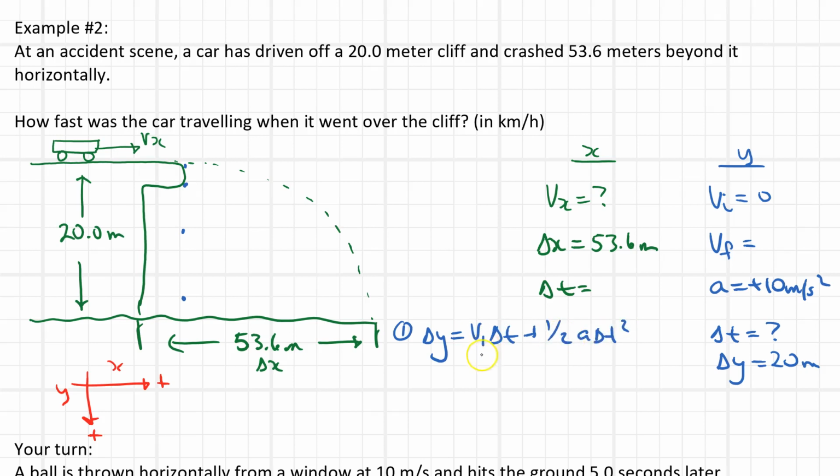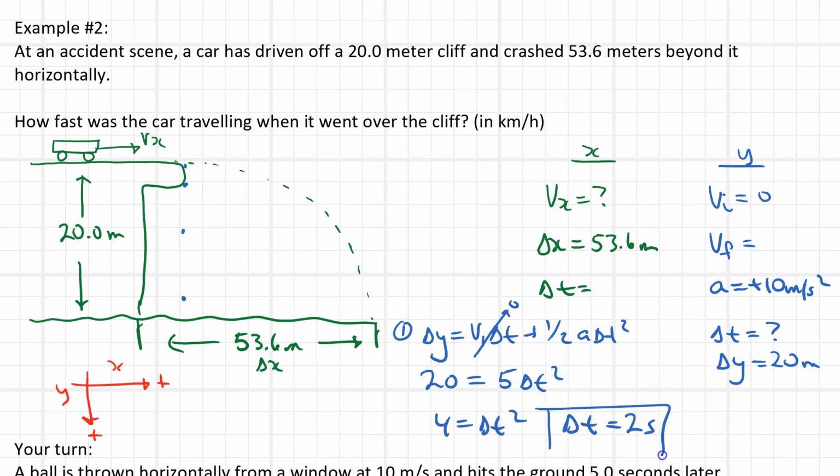This first term is still 0 because the initial velocity was 0. So I'm going to say 20 is equal to 5 times delta t squared. Well, this will work out nicely because 20 divided by 5 is 4. So if 4 is equal to delta t squared, the time could be plus or minus 2, but here it has to be positive 2 seconds. So I'm going to say it's 2 seconds. So here is also 2 seconds.